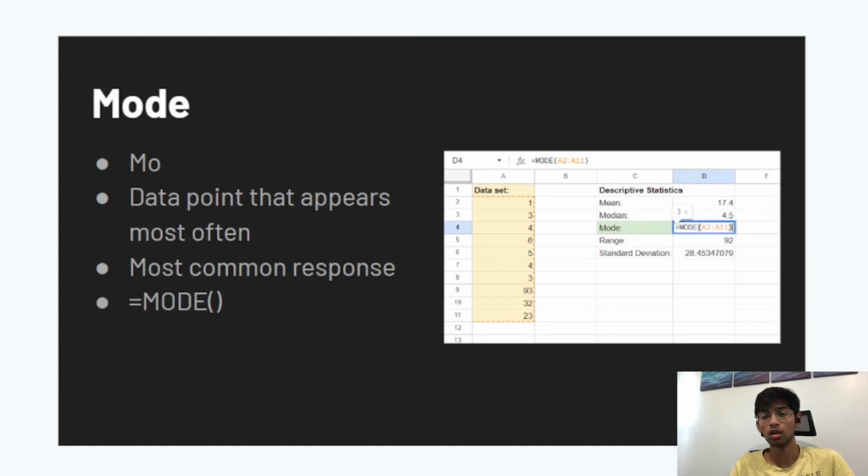Mode doesn't have a symbol associated with it, but can be abbreviated as MO. This is the data point that appears most often in a dataset, giving you the most common response, and you can find that on Google Sheets by typing in equal sign MODE.